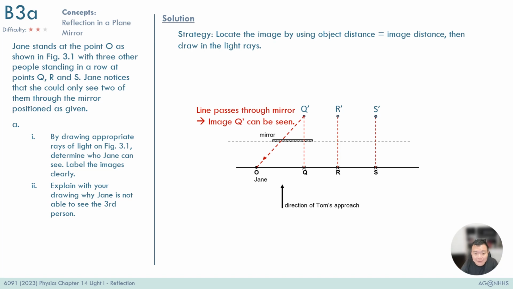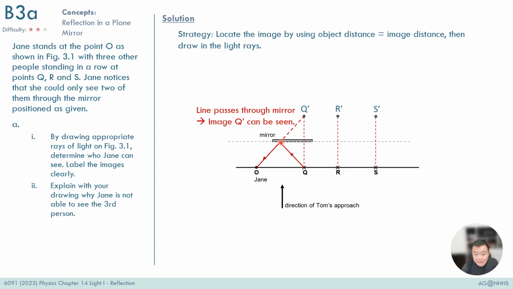So the new technique in this question is as what I've written in the slide. When this line that I've just drawn passes through the mirror, as you can see, this is the point where the light ray passes through the mirror, and Jane can see the image. As long as this perceived light ray passes through the mirror, it means that the mirror is there, long enough for there to be a reflection, and that's why you can see the image.